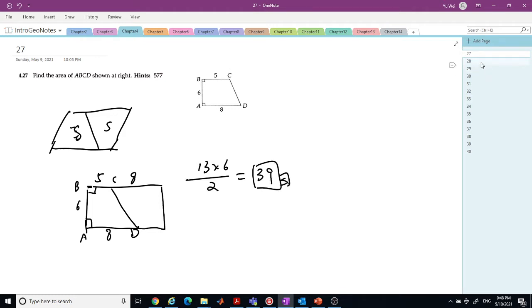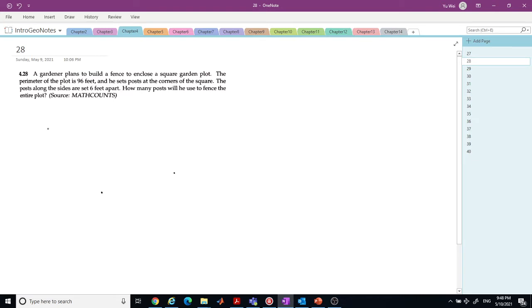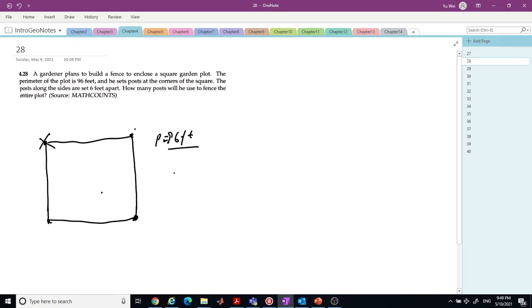Okay, the second question. The second question is a garden that's enclosed as a square. So we have a square, right? Each side has the same length, and this garden has a perimeter of 96 feet. P equals 96 feet. Then we want to put the posts 6 feet apart, and put posts at the corners.